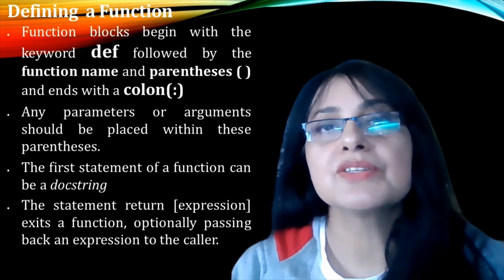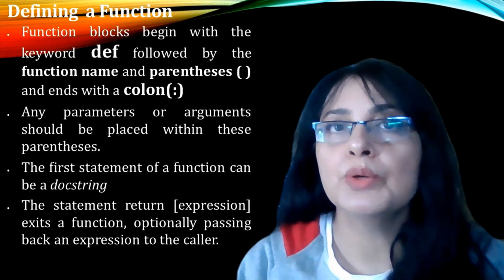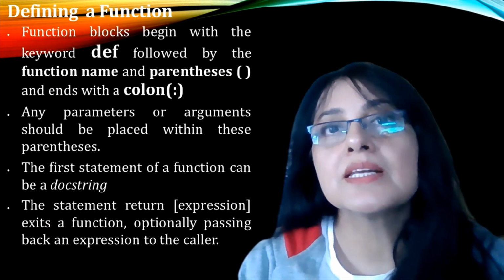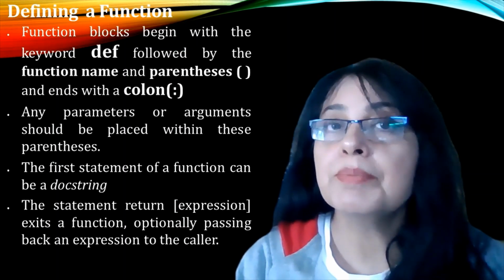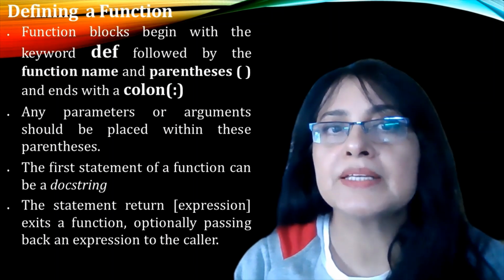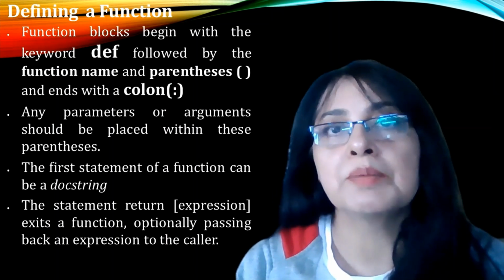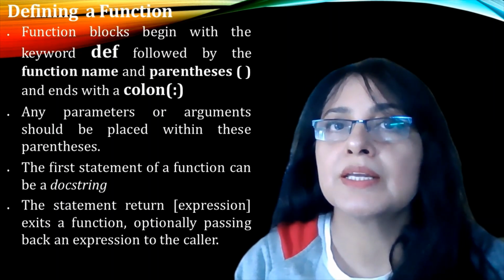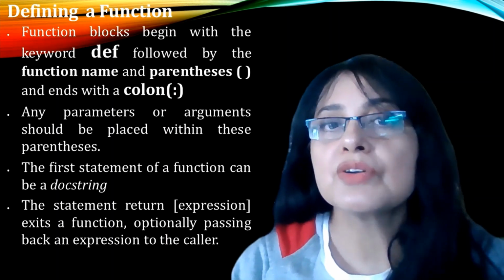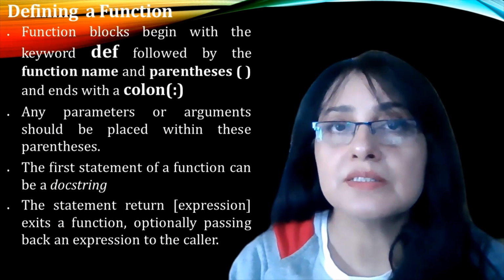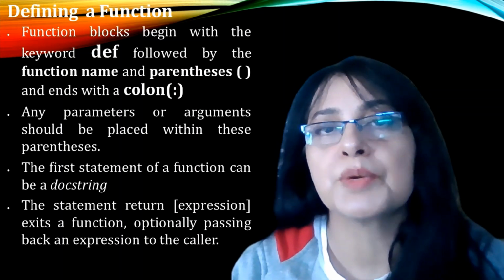So how do we create user-defined functions? We start with the keyword def, followed by the function name and parentheses, and then it ends with a colon. Any parameters or arguments are placed within the parentheses, and the first statement of the function can be a docstring, which basically explains a little bit about the function.